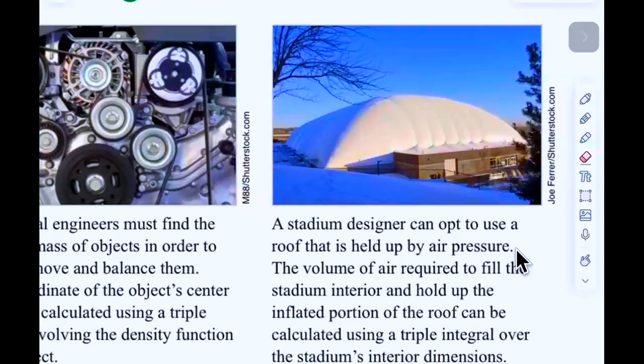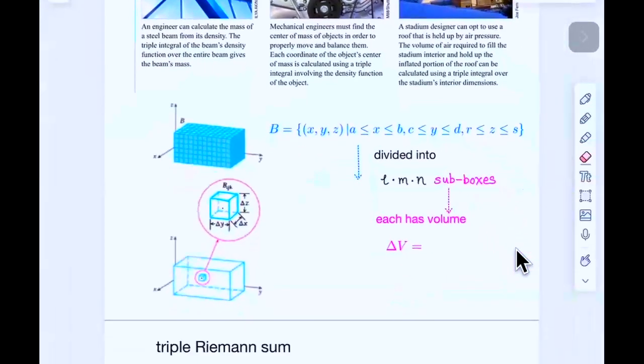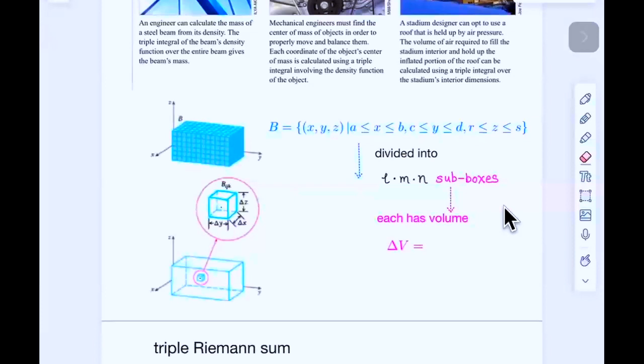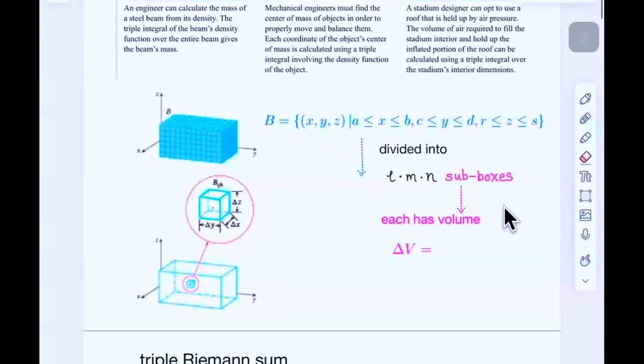Okay, perfect. Good job. Now, those are some examples of where you're going to use a triple integral. Now, here's how it works. Over here we have a rectangular box. There's a B here for box. To describe this box, we can describe it as the set of all points where x goes from a to b, y goes from c to d, and z goes from r to s.